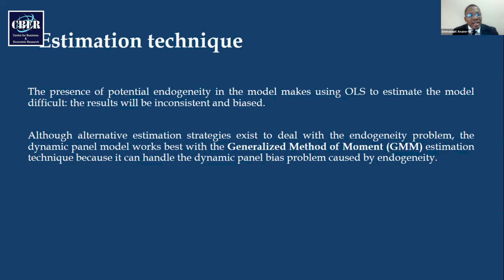But the problem is that these two rely on external instruments. And sometimes these external instruments should be correlated with the endogenous variable, at the same time uncorrelated to the stochastic error term. Finding these external instruments becomes problematic. Therefore, the panel data model works best if we use the generalized method of moments, the GMM estimation technique, because it can handle the dynamic panel bias problem caused by endogeneity. So that is what we use in our regression analysis.